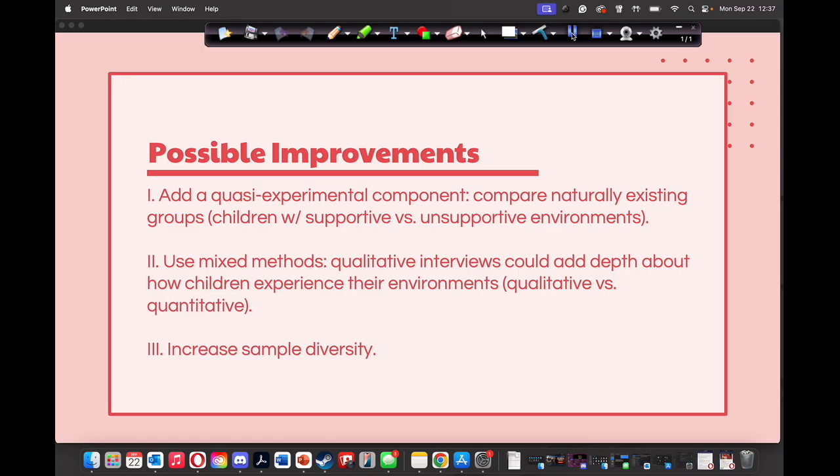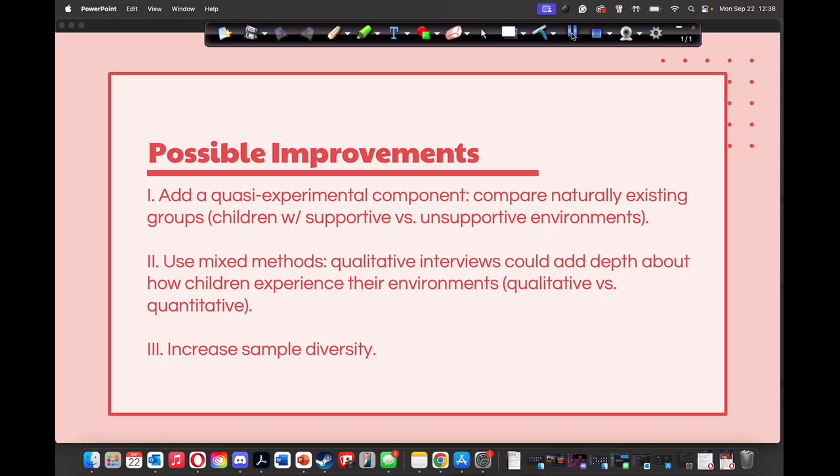Some possible improvements. So first of all, add a quasi-experimental component. Compare naturally existing groups, so like children with supportive versus unsupportive environments. Secondly, use mixed methods. Qualitative interviews could add depth about how children experience their environments. This study really only focused on quantitative, so the actual numeric data from neuroimaging and such, and the surveys. It didn't really incorporate much qualitative data, which does kind of interfere with the findings.